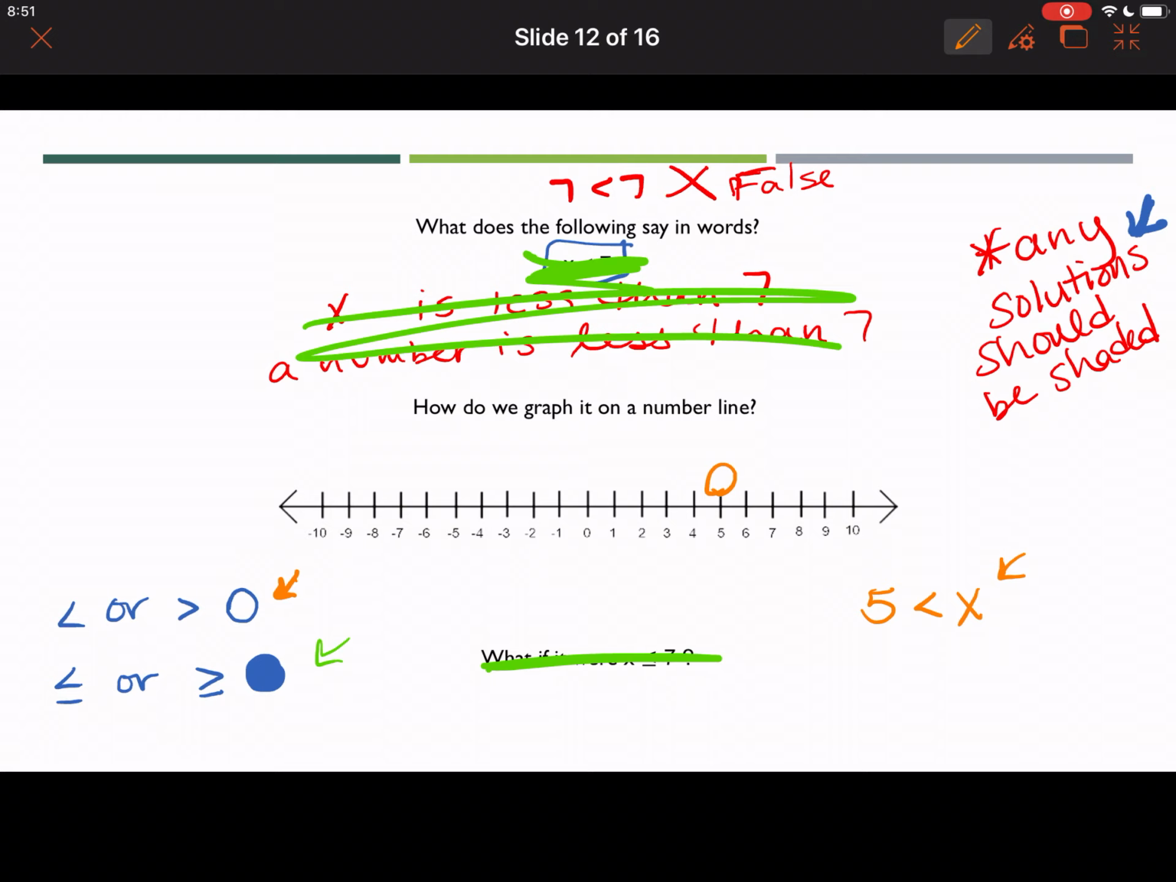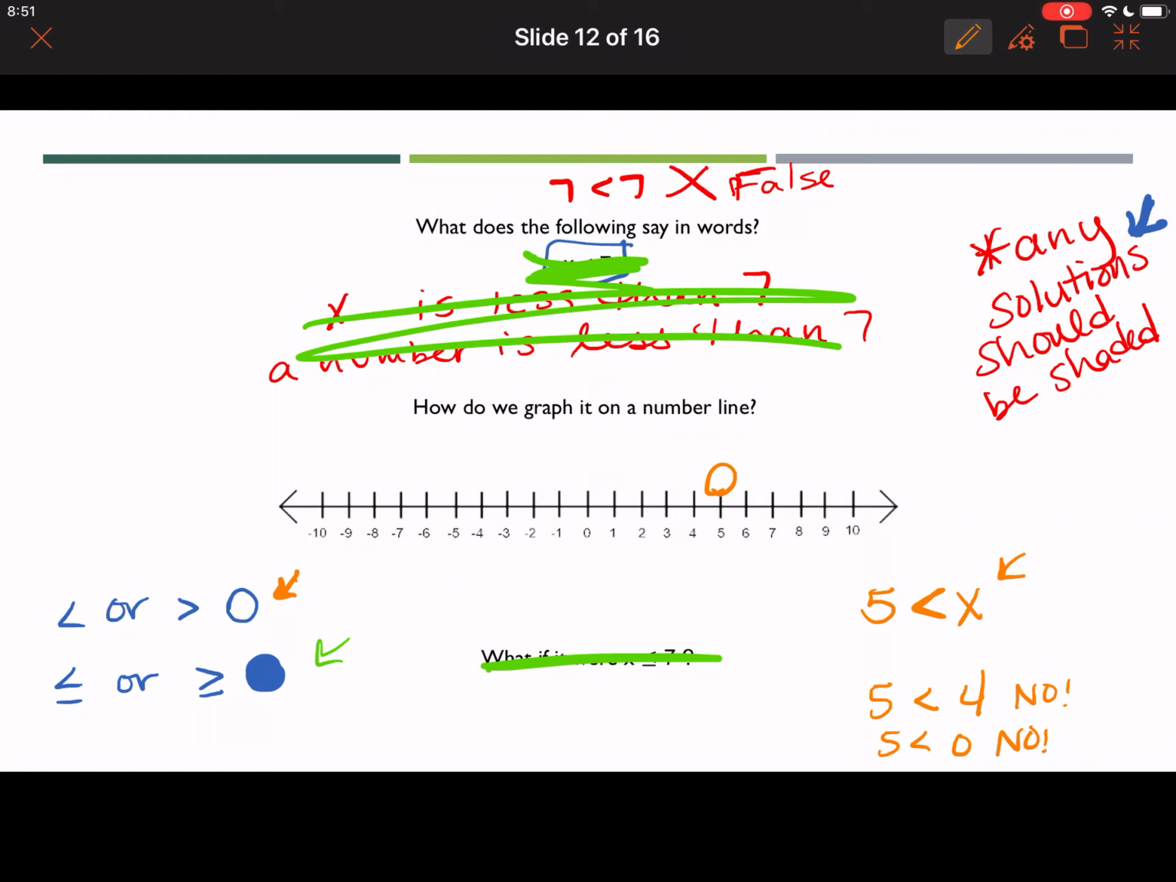And let's think about what numbers would make this inequality true, okay? So for example, it looks like the arrow is pointing to the left, right? So let me plug in a number like 4. Is 5 less than 4? Think about that. Is 5 less than 4? No, right? So 4 shouldn't be shaded. Let's think about like 0. Is 5 less than 0? No, right? So 0 shouldn't be shaded.